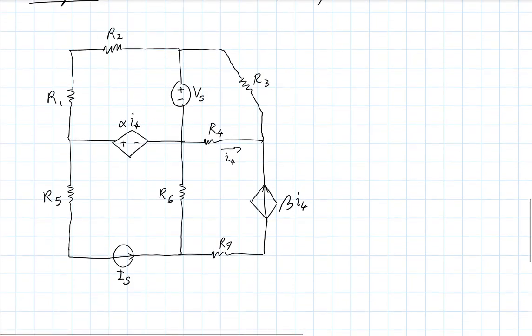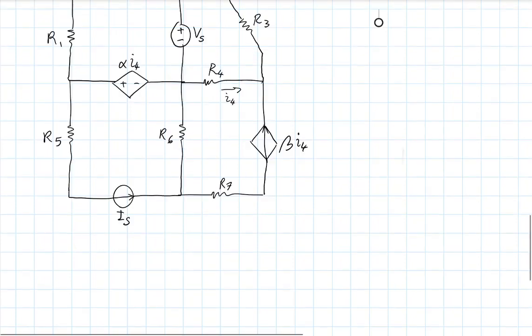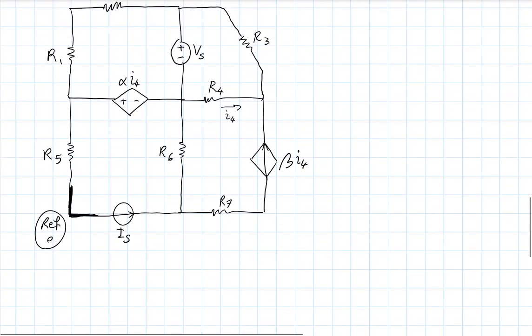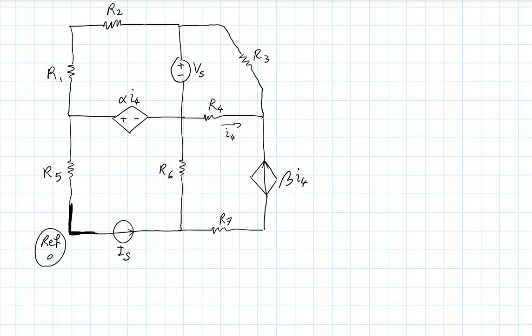Okay, so we want to write the nodal analysis equations for this. First step, we have to define a reference, and it can be anywhere in the circuit. Let's say this node down here at the bottom left. So let's call this the reference, 0 volts. And now let's go around and see what other nodes we have.